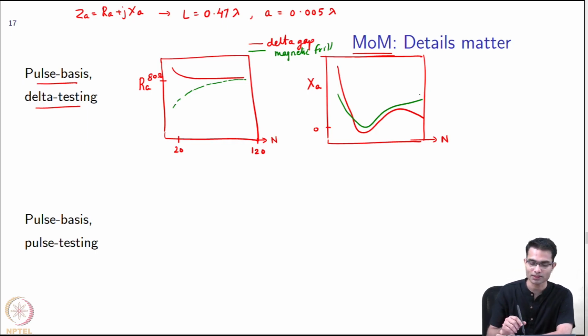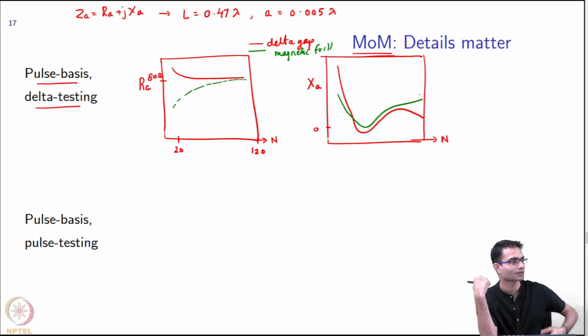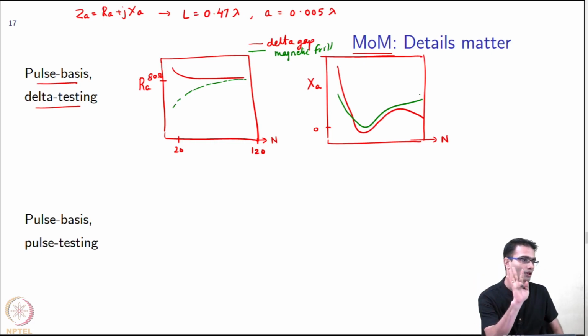So if you saw these results, what would you conclude? As an antenna designer, if you are given these parameters, you don't know CEM, you are given the results of CEM. Looking at this, what will you say?